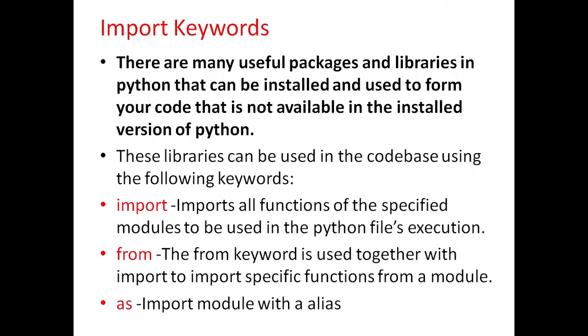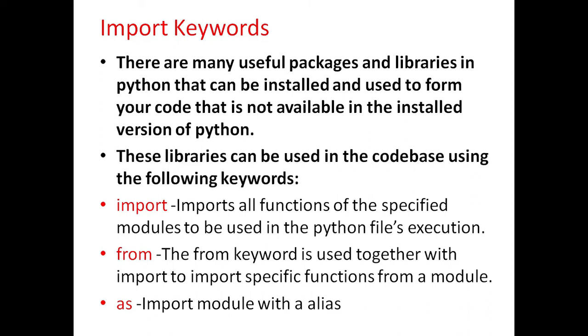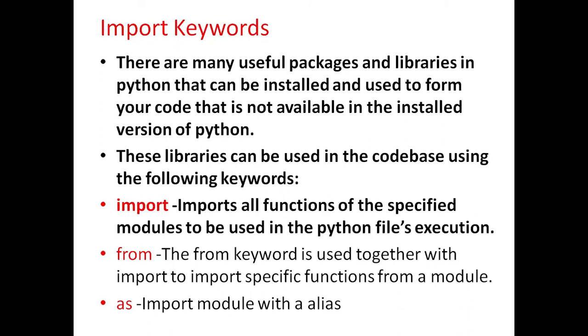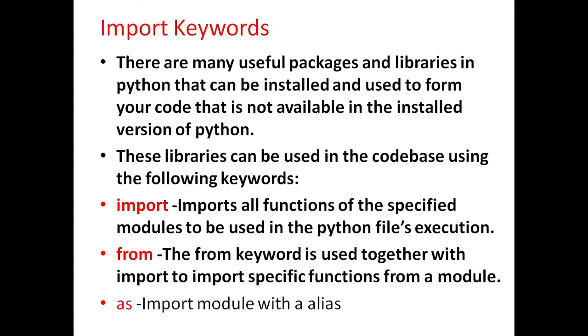Import keywords. There are many useful packages and libraries in Python that can be installed and used to form code that is not available in the installed version of Python. These libraries can be used in the code base using the following keywords. import, which imports all functions of the specified modules to be used in Python's file execution. The from keyword is used together with import to import specific functions from a module. The as keyword imports a module with an alias.